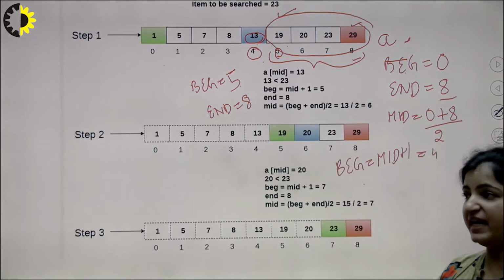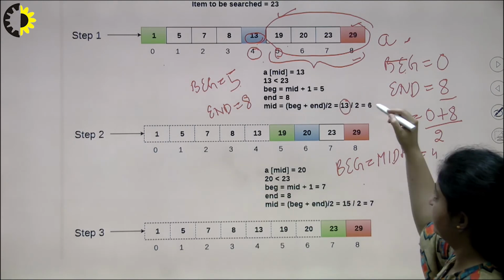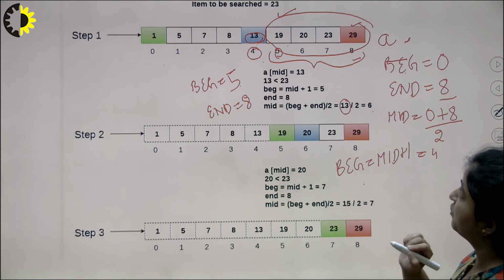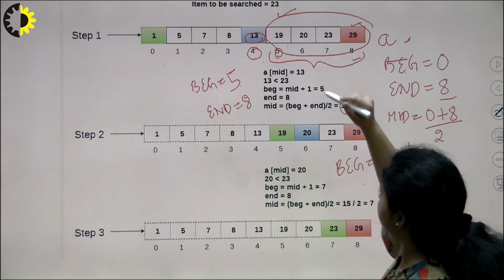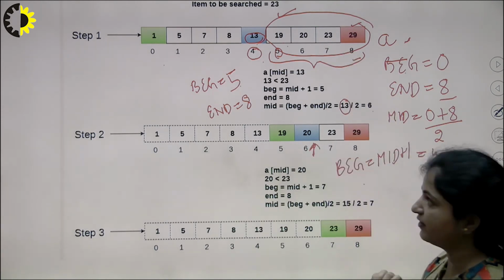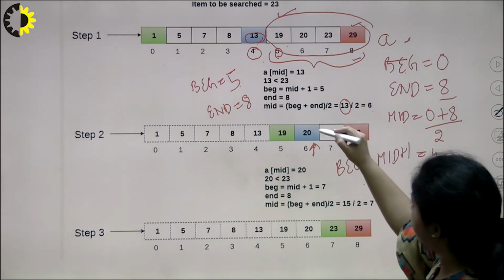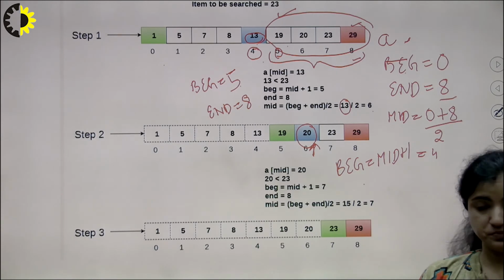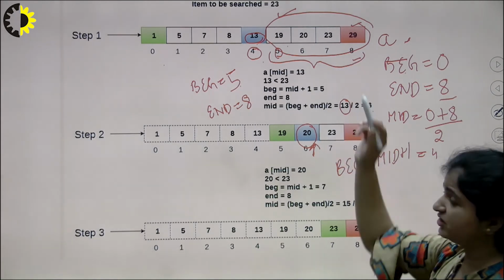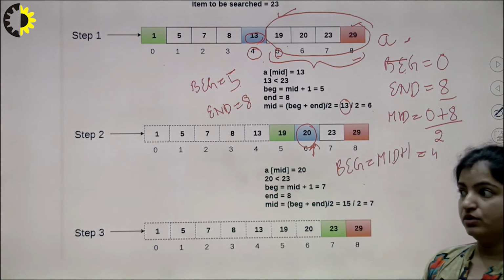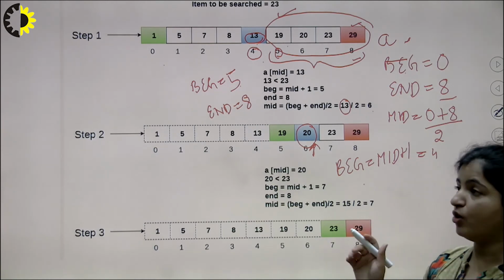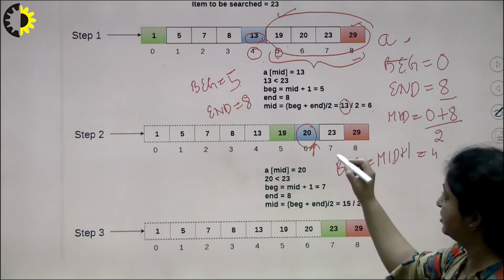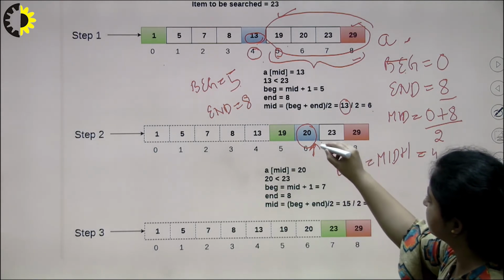So 5 plus 8, that is 13, divided by 2. So we will get 6. So this 6 is now the mid of this element. Here at the 6th position I have calculated the mid. So this 20 will be compared with the item to be searched, that is 23 now. This 20 and 23 are again not equal. So I can figure out this 20 is less as compared to 23, so that means 23 should again lie in the right half of this list here.